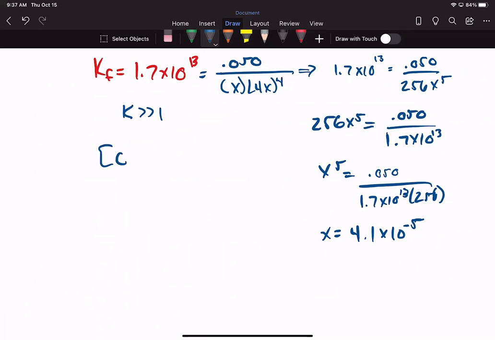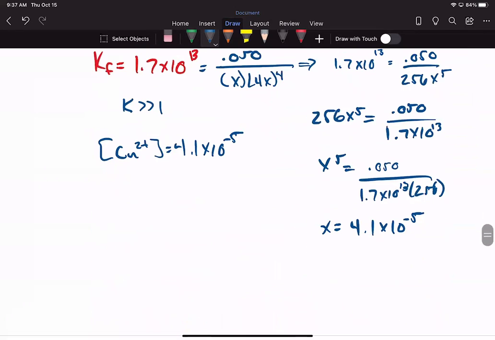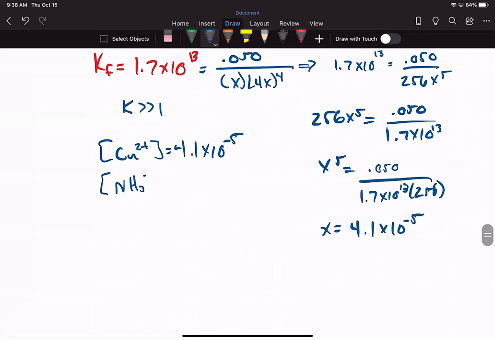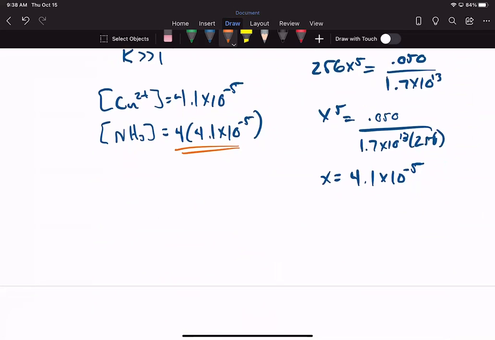So the concentration of copper is going to equal 4.1 times 10 to the minus 5. The concentration of ammonia would simply be equal to 4 times 4.1 times 10 to the minus 5. To be honest with you, if you left this as an answer, I would accept it. That's perfectly fine. I can put that in the calculator and calculate that out. That's not a big deal. If this was an exam and you put that as an answer, that's perfectly acceptable. 4 times 4.1 times 10 to the negative 5.